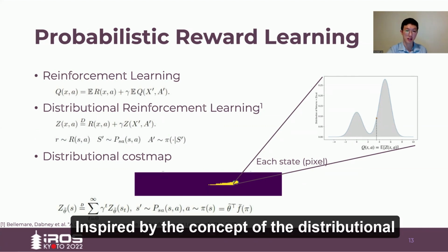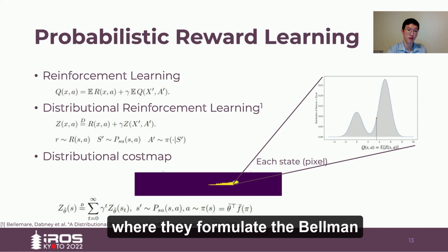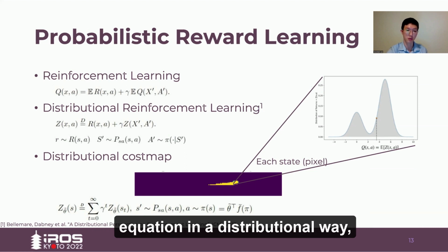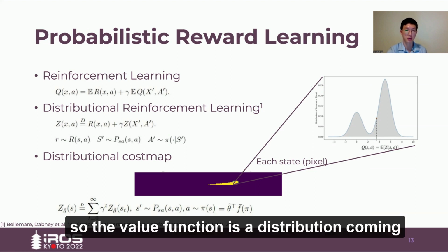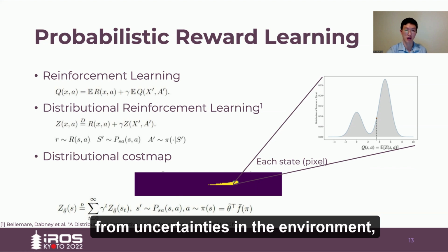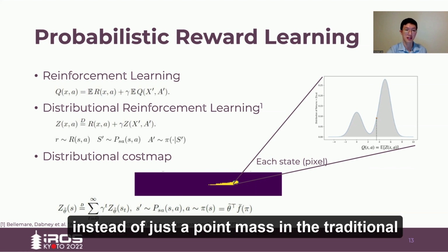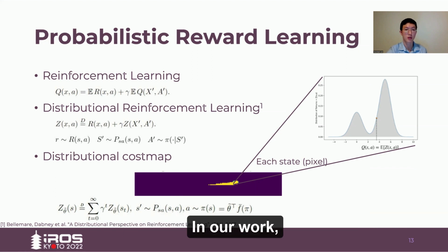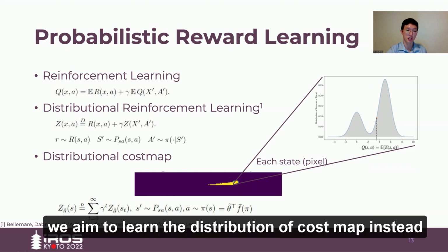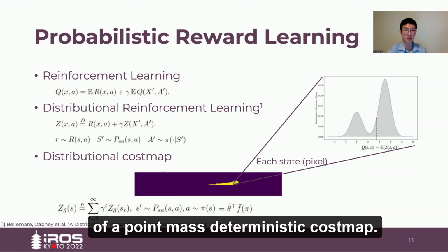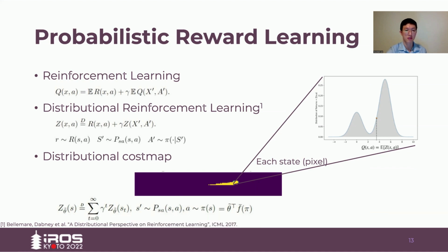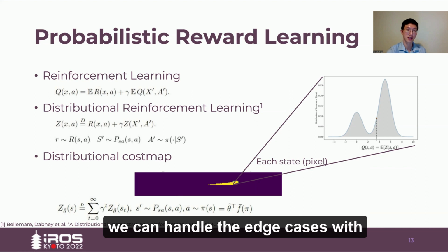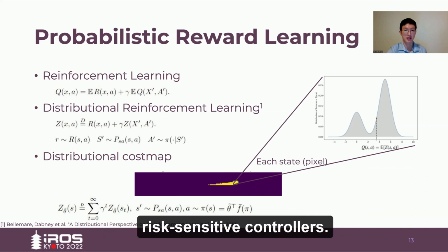Inspired by the concept of distributional reinforcement learning, where they formulate the Bellman equation in a distributional way, so the value function is a distribution coming from uncertainties in the environment, instead of just a point mass in the traditional reinforcement learning settings. In our work, we aim to learn the distribution of the cost map instead of a point mass determining this cost map. Through this cost distribution, we can handle the edge cases with risk-sensitive controllers.